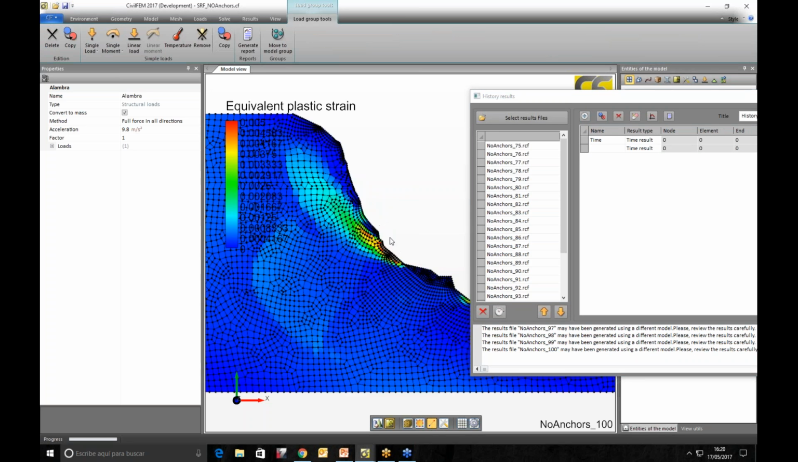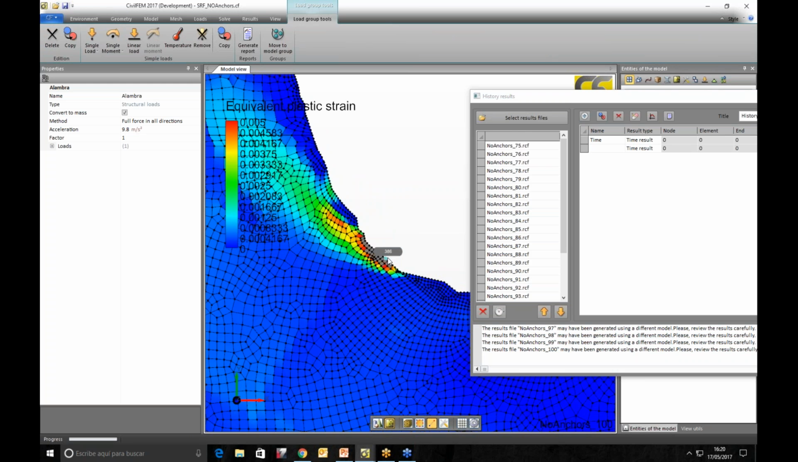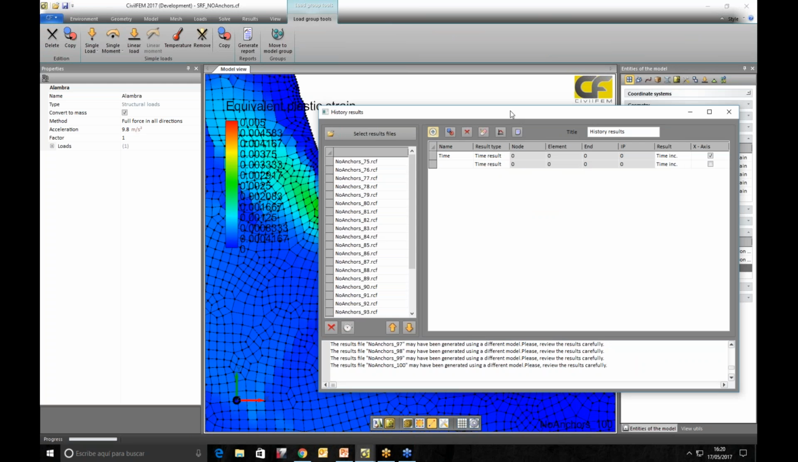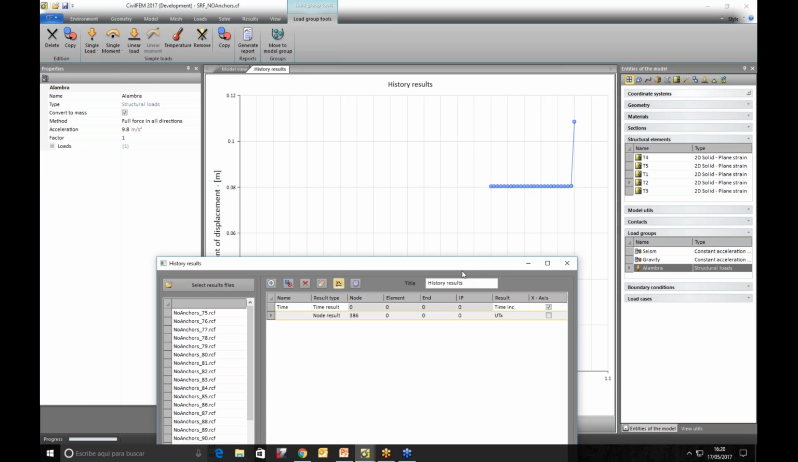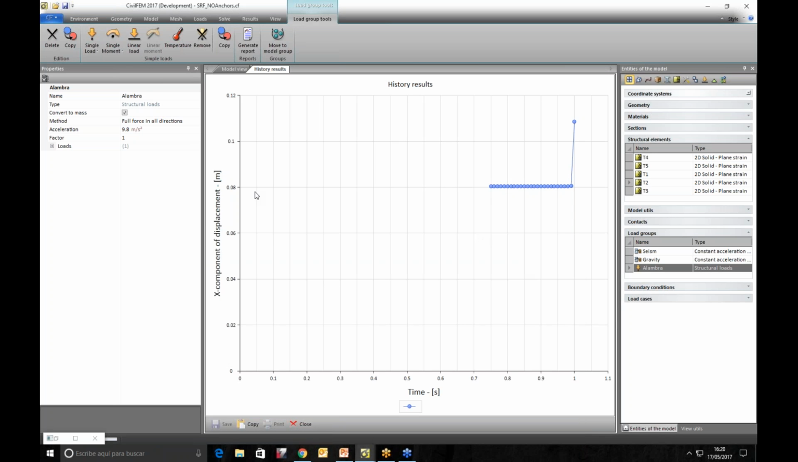Here, if we select a node, for example 386, and we plot that value, we can see, as we saw before, that displacements are around 8 centimeters, and suddenly, for this value, instability happens and the model stops converging at this point. So we can determine that the safety factor is around 1.